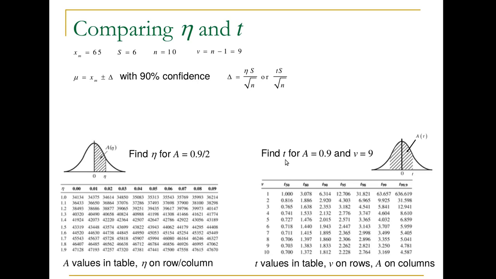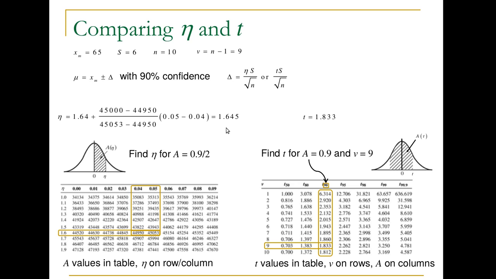Now we want to find the t value that corresponds to an area of 0.9 and a nu value of 9. So first let's find the t90 column, and then the value that corresponds to nu equals 9. So we get t is 1.833 for a 90% confidence interval for the system. And then to find eta, we will look for the area that's 0.9 over 2, so that's between these two values. And we get that eta is between 1.64 and 1.65, so we get 1.645 after linear interpolation.